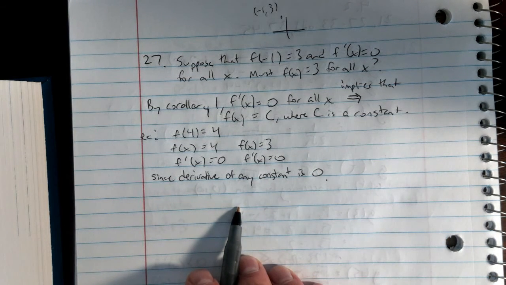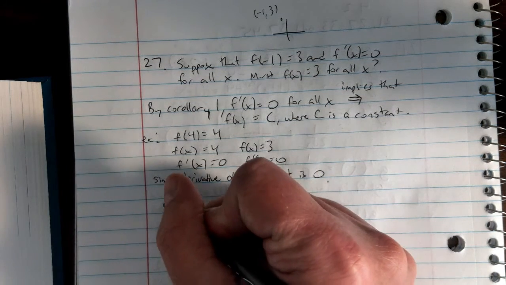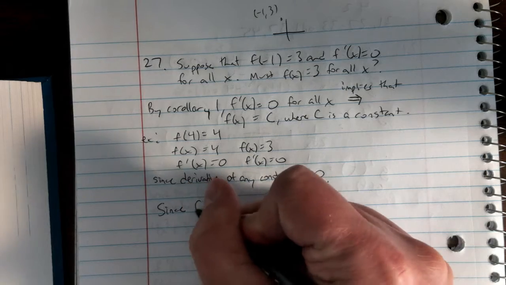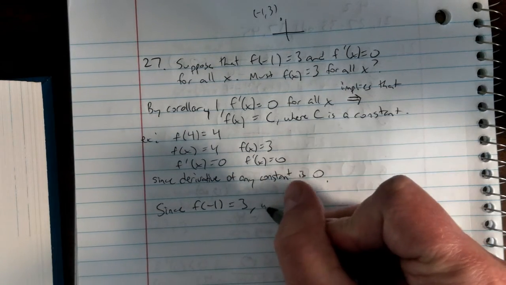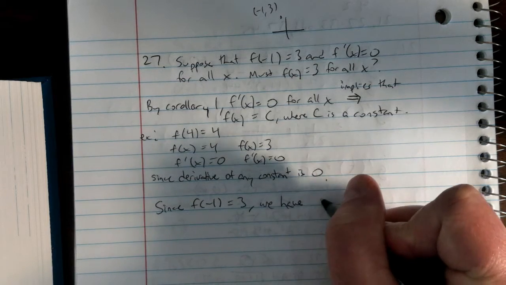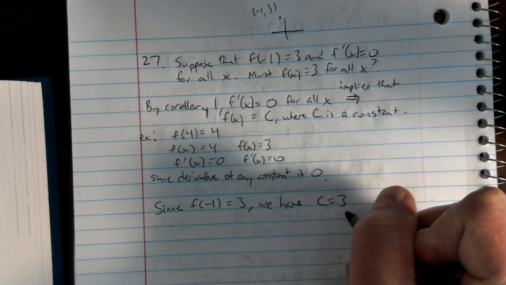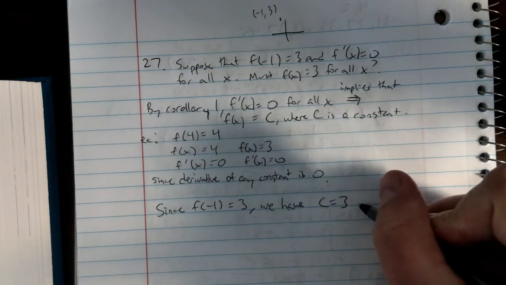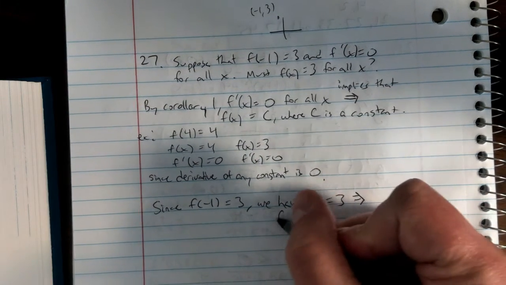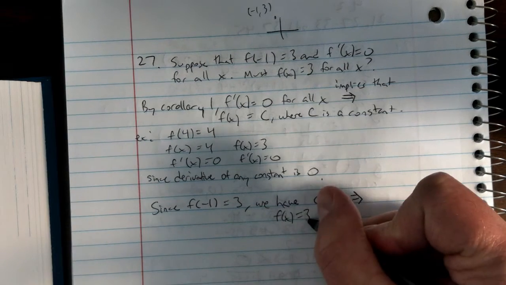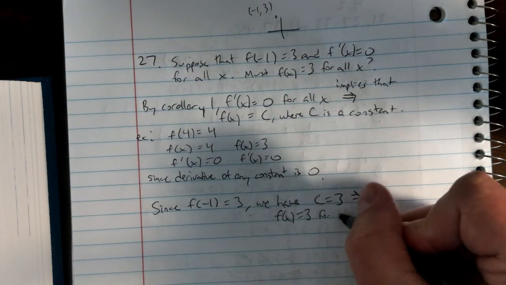And then the next part is, since f of negative 1 is equal to 3, we have c is equal to 3, which would then imply that f of x equals 3 for all x.